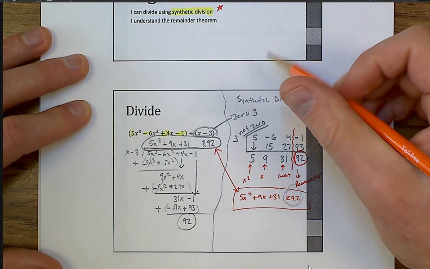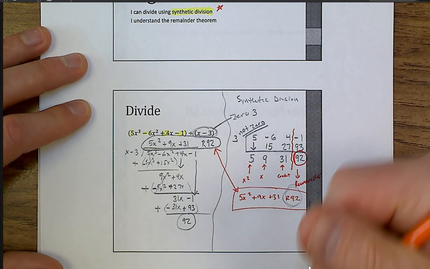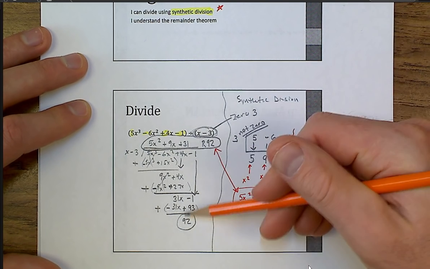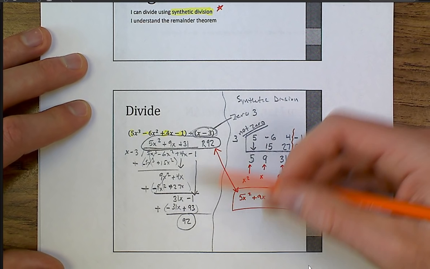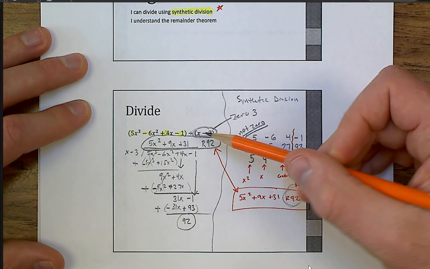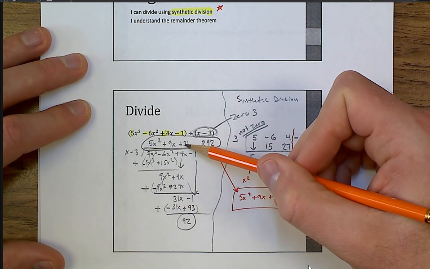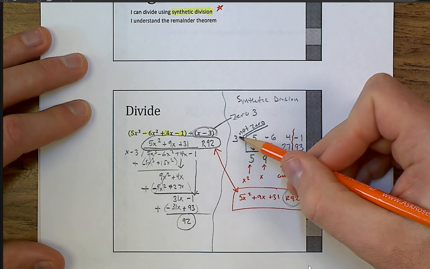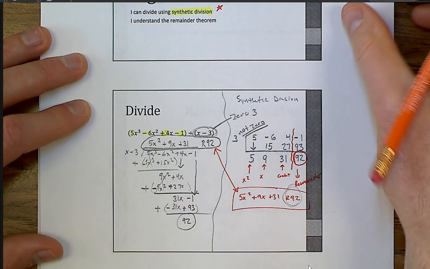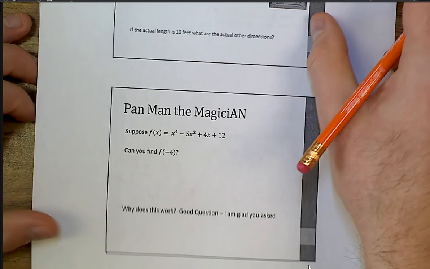So a lot of students, when we do this, get locked into the process or the algorithm of how to do this. But remember that the most important thing is you're testing to see if x minus 3 can go into this polynomial evenly. If it can't, that means you have a remainder. That means 3 is not a 0. Okay? All right, let's go over to the back side here and apply this a couple more times.